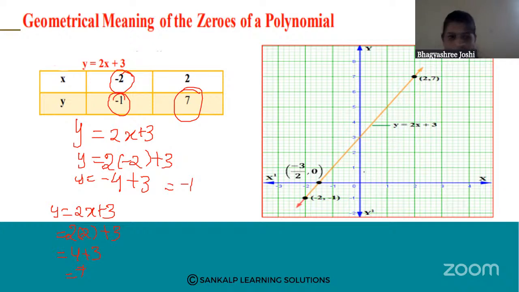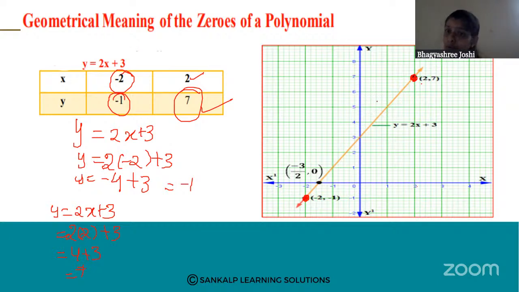So when x is -2 and y is -1, both are negative, it will come in the third quadrant, right? You mark a point here. Next, x is 2, y is 7. X is positive, therefore both the values are positive. It comes in the first quadrant. That is 2 here and the y value is 7. You mark a point here. Then what will you do? You join both the points. Then you will get one straight line.